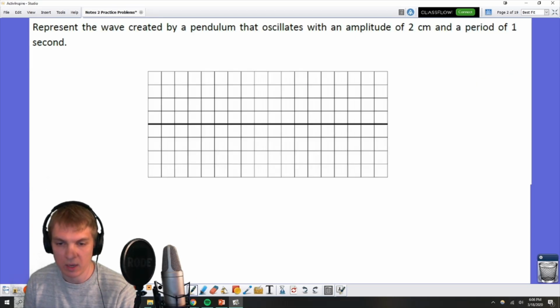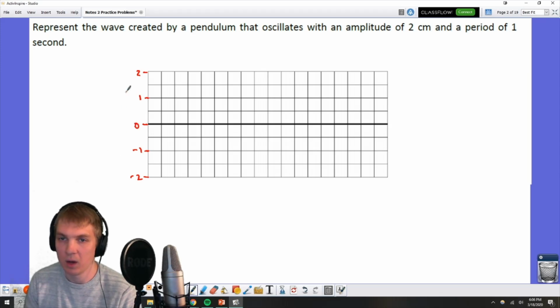Number 2 says this: represent the wave created by a pendulum that oscillates with an amplitude of 2 centimeters and a period of 1 second. Okay, so basically we're creating a graph here, and I'm just going to use these graph marks as my units. I'm going to put this as 1, and this one is going to be 2. So this one's going to be -1, and this one's going to be -2. And don't forget that we have to label all of our axes on a graph. So this is going to represent centimeters, so I'm going to put cm here on the side.